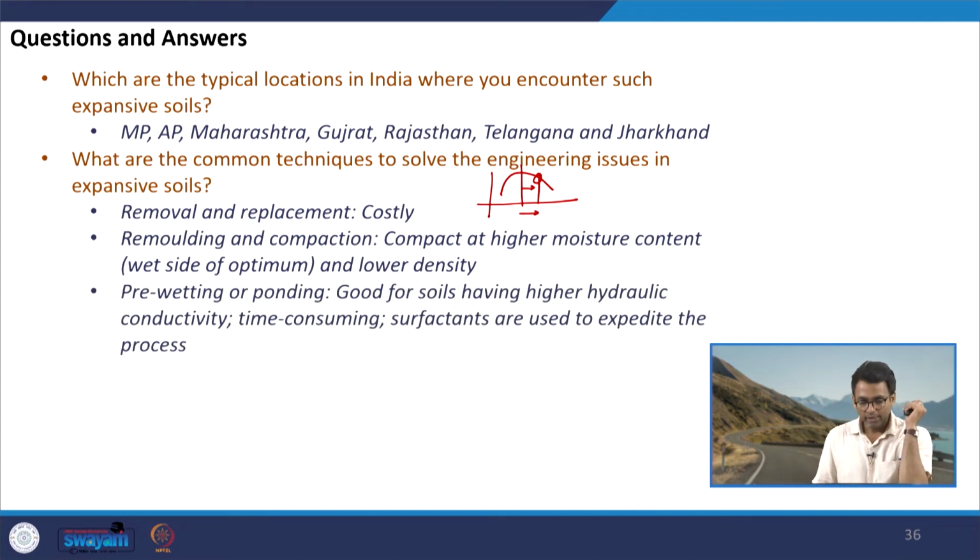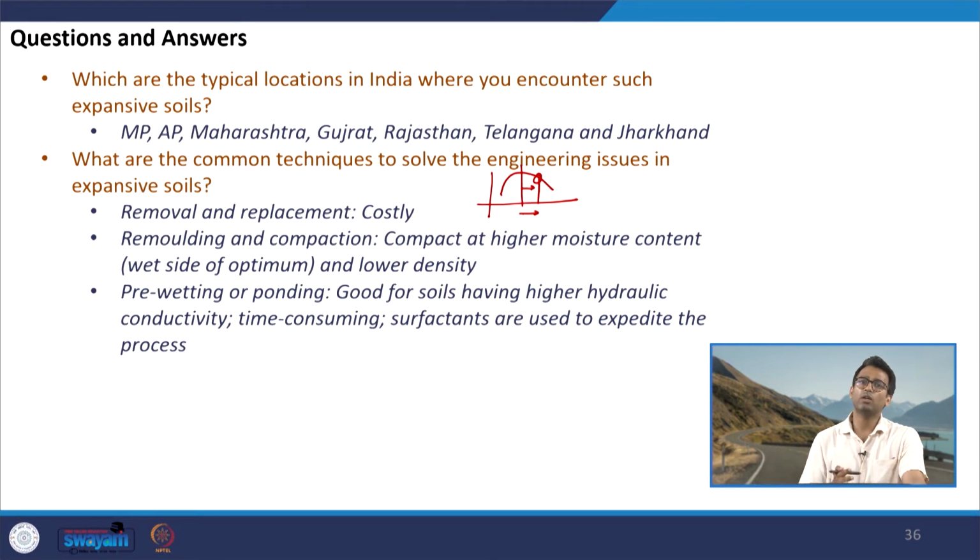Okay. The next method is pre-wetting or ponding. The idea behind this method is that I will add so much water in the soil that whatever diffuse double layer has to form, whatever expansion has to take place should take place completely, and there will be no further changes in the volume after I do the construction. So here, that particular soil is flooded with water and it is kept in that position for a very long period of time.